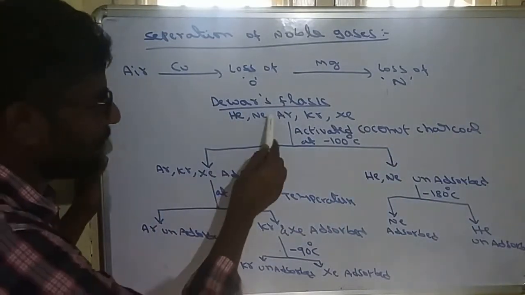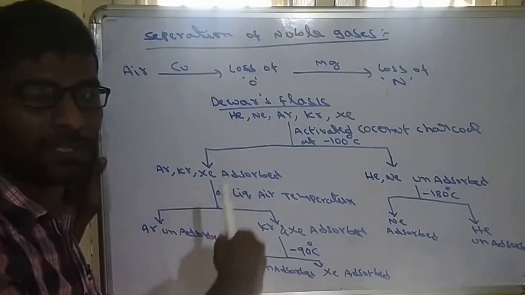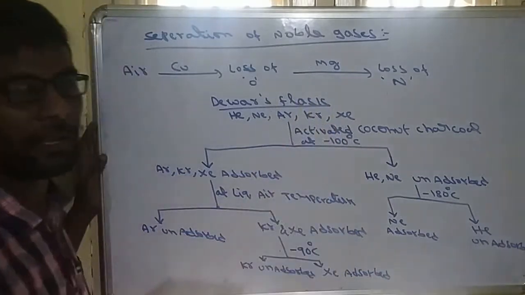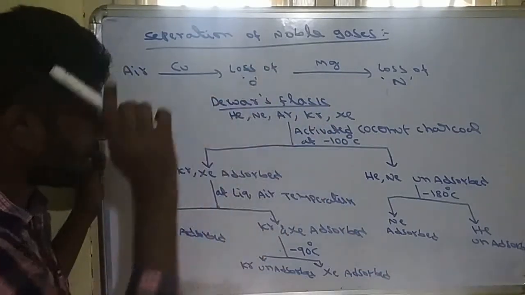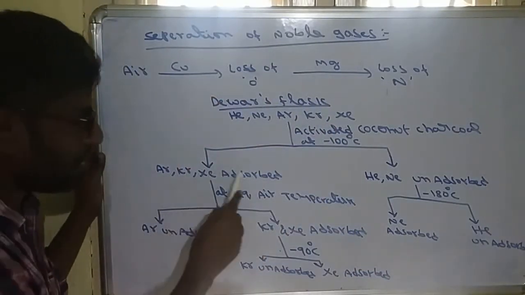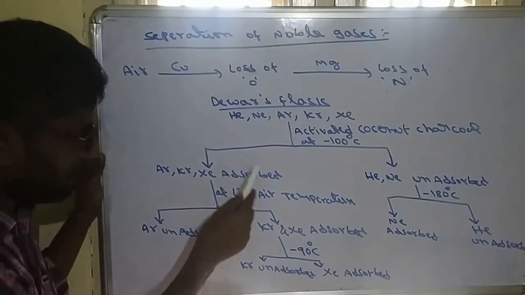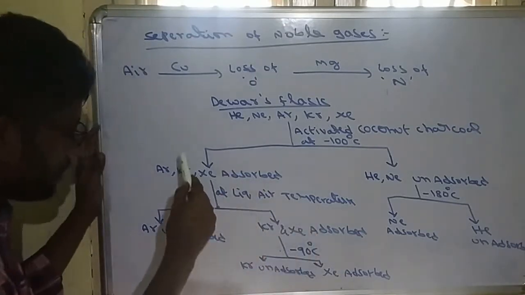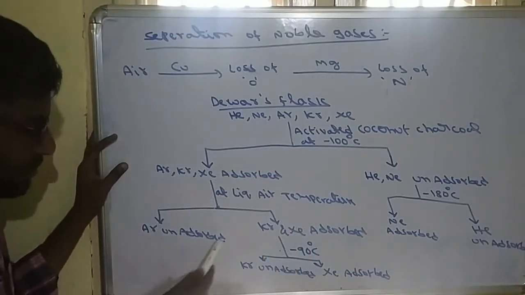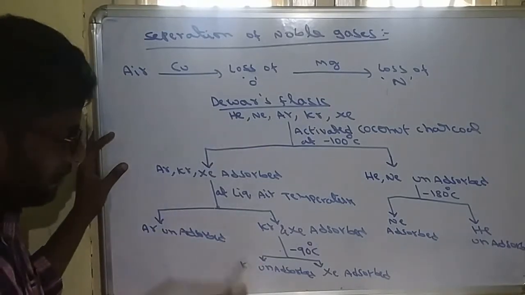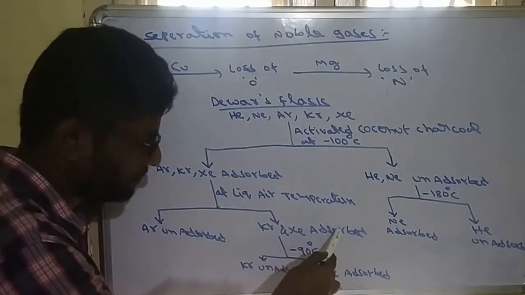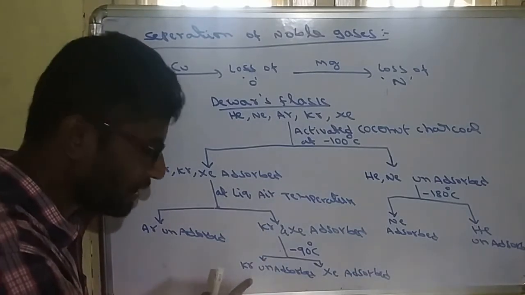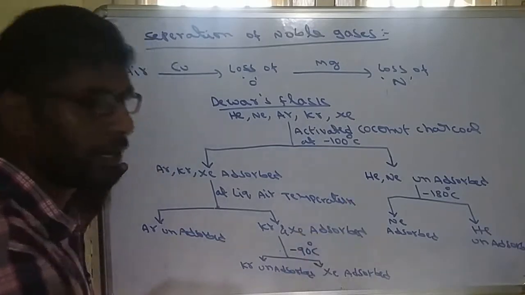Helium and neon have very weak intermolecular forces. That's why these two will be unabsorbed at minus 100 Celsius. At this temperature, argon, krypton, xenon will be absorbed. From these absorbed gases, again we maintain liquid air temperature. Among these, argon will be unabsorbed, meaning it will be released. The remaining krypton and xenon will be absorbed. Again we maintain the temperature at minus 90 Celsius. So krypton will be released, that means unabsorbed. Xenon will be absorbed.